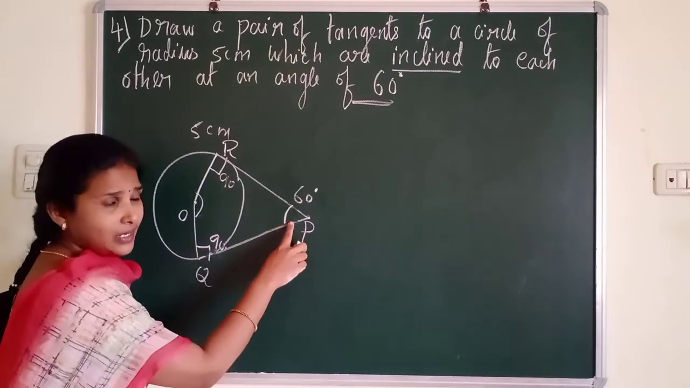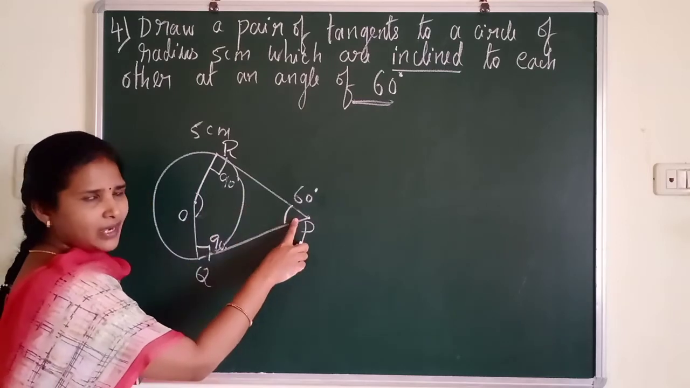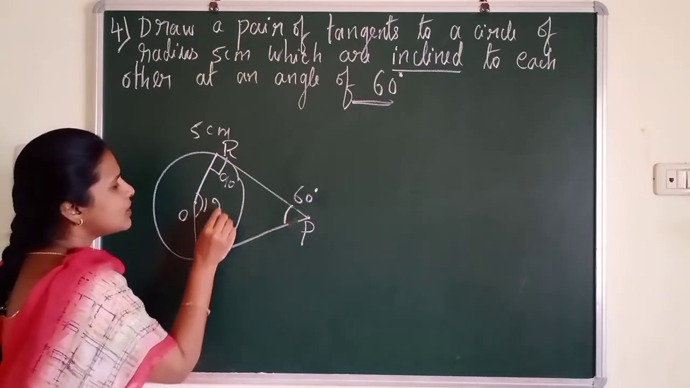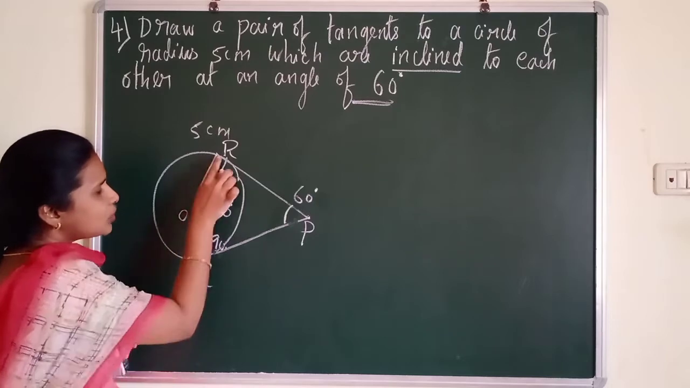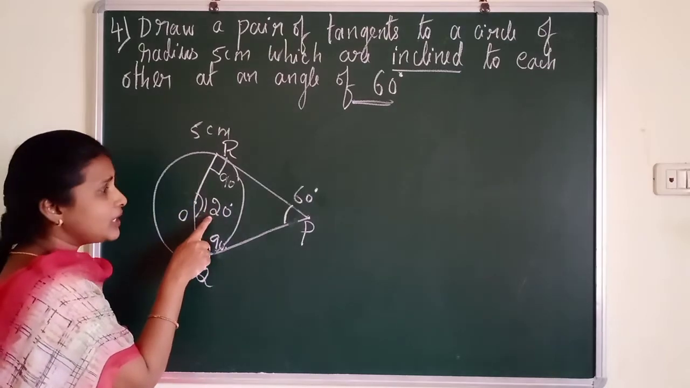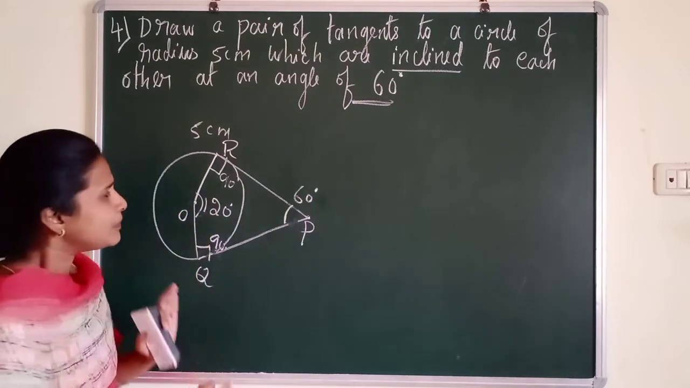And here remaining 180. Remaining 180, this plus this should be 180. So this is 60. What about this? The angle at the center where both the radii meet, this should be 120 degree. Now this is the main idea.